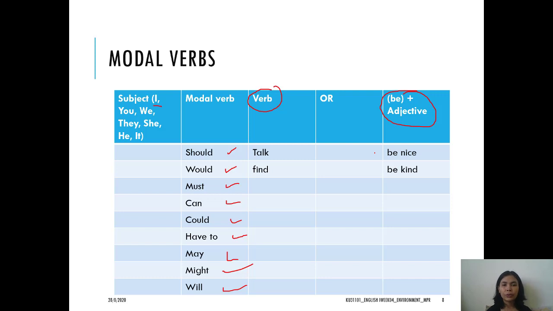I hope this is quite clear for you because this is something that you have been familiar with since, I guess, you first learned English.